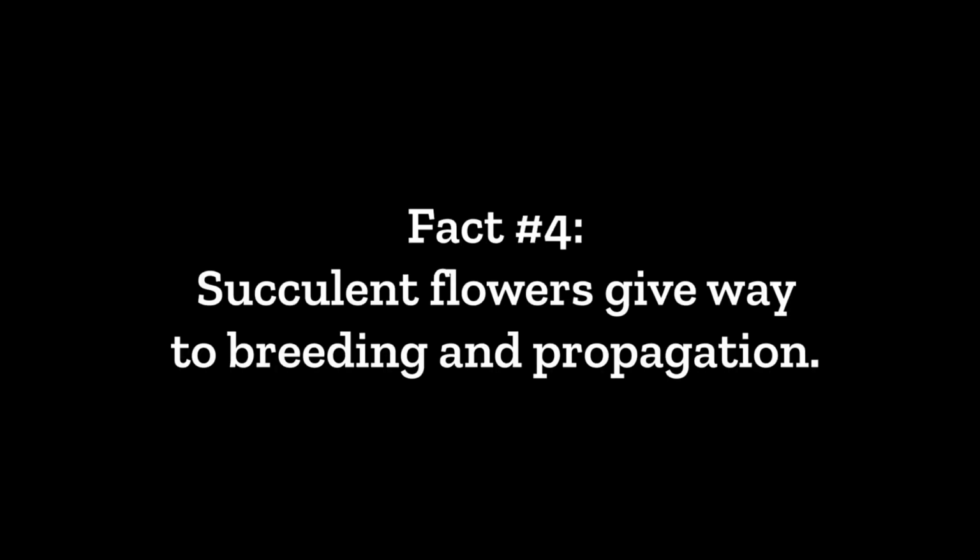On the fourth fact, when it comes to these succulent flowers, they actually produce these bloom stalks so that they can be pollinated, they can be fertilized, and they can produce seeds. That's the main reason why they produce these stalks, so that they can reproduce themselves in the wild. Now, just so you know, some succulents are actually self-sterile, which means they can't pollinate themselves. So they cannot produce seeds on their own if they're the only one flowering in your place.